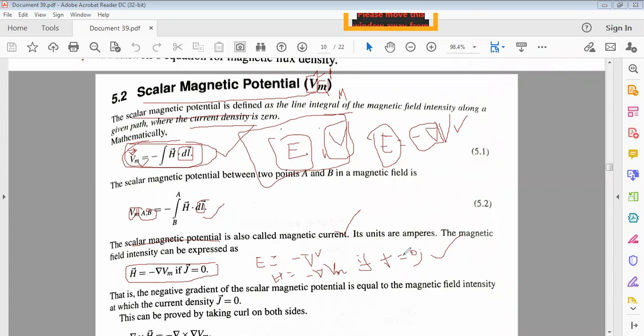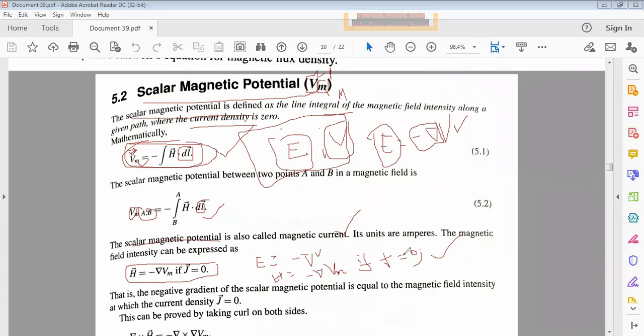This magnetic potential is also called a magnetic current, and its units are amperes. Remember this. Why? Because here there is one special property. What is the special property? Electric potential is measured in volts, whereas the scalar magnetic potential is measured in amperes. That is the point you have to observe here.